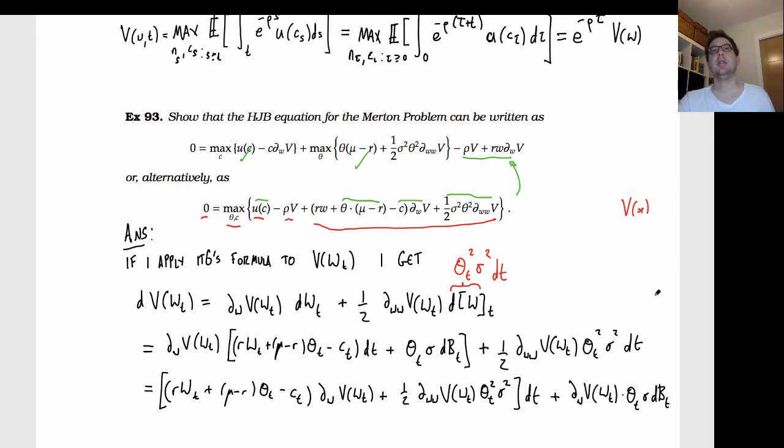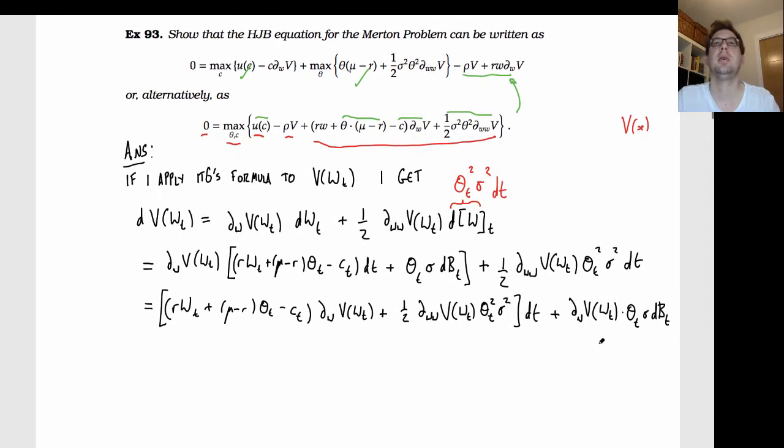Remember that I was looking for the instantaneous cost minus the discount rate times my value function, then added to that the drift term from Ito's formula. Here I've written down Ito's formula, and this is the drift term. Notice this drift term is exactly the same as the one up here. So we see that these are two valid forms of the HJB equation for this Merton problem. So we're done.